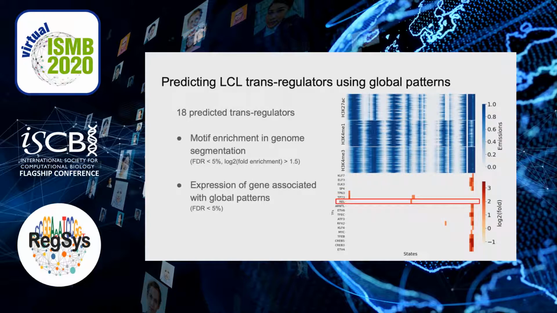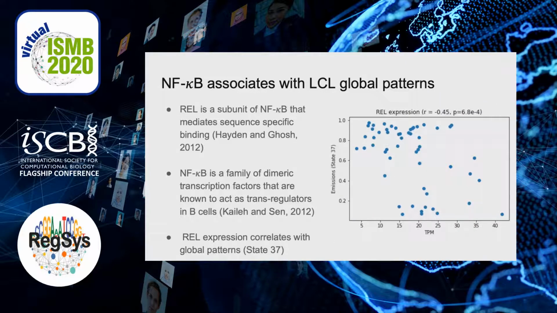Now we'll take a closer look at one of the predicted trans-regulators, REL, that I've highlighted in the heat map. REL is a subunit of NF-kappa B that mediates sequence-specific binding. NF-kappa B is a family of dimeric transcription factors that are known to act as trans-regulators in B cells, from which the lymphoblastoid cell line is derived. In addition to the REL motif being enriched in different regions of the genome, the REL protein is differentially expressed, and the expression levels strongly correlate with state 37 in our model. Thus, the differential expression of REL can potentially affect many other genes.